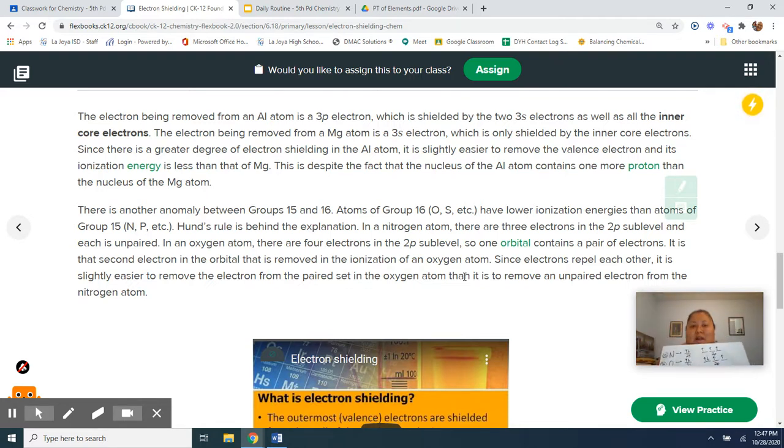Now, why does oxygen have low ionization energy? So this guy is going to have low ionization energy. That's okay, we're trying to figure out why. Now, electrons, they're both negatively charged. If I have 2 electrons that are negatively charged, they're not going to get attracted to each other.